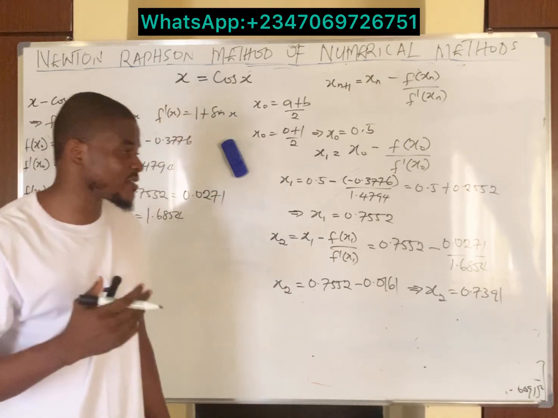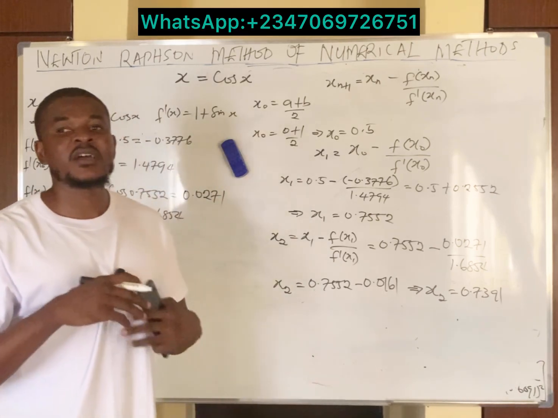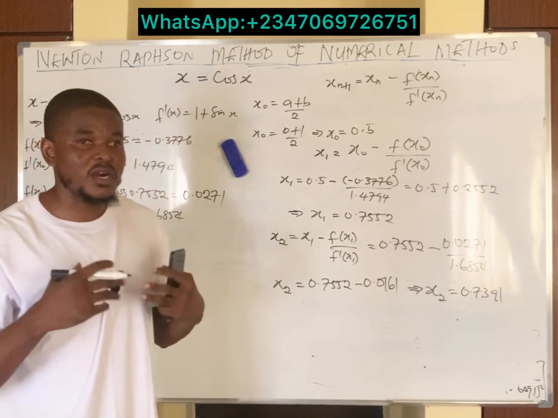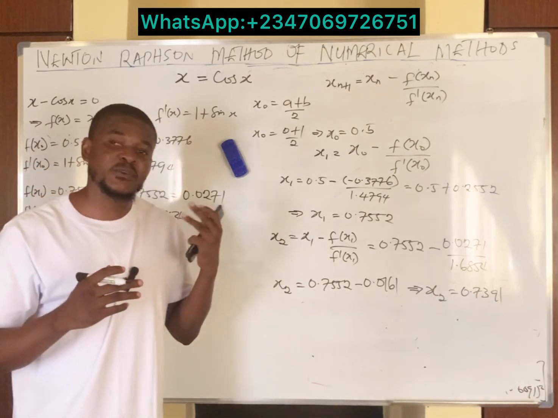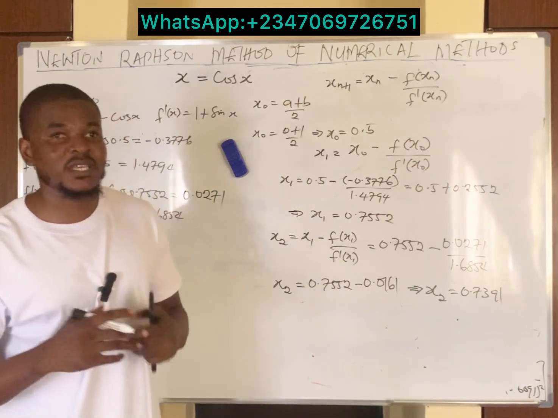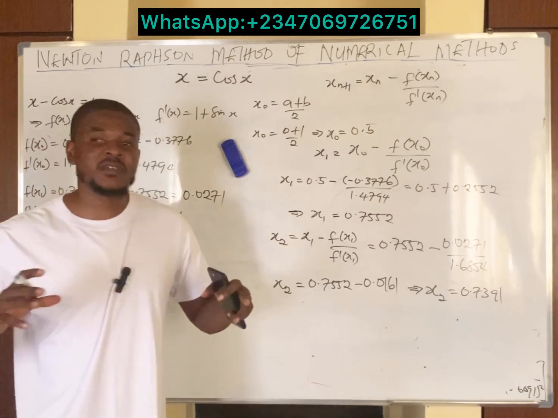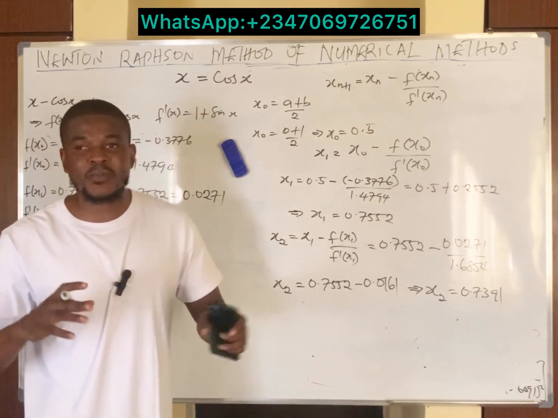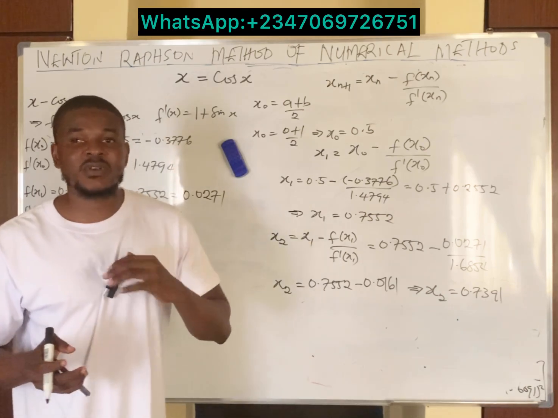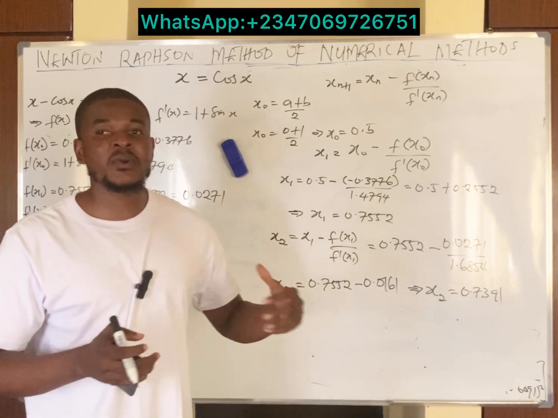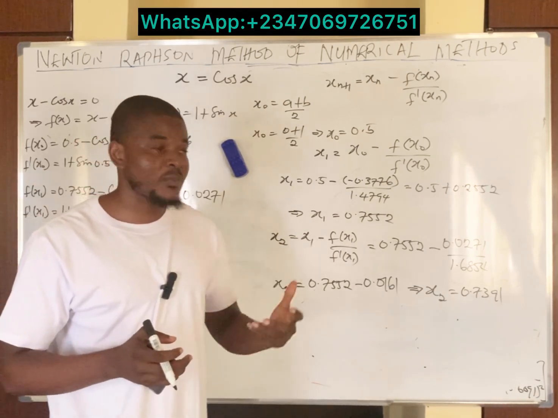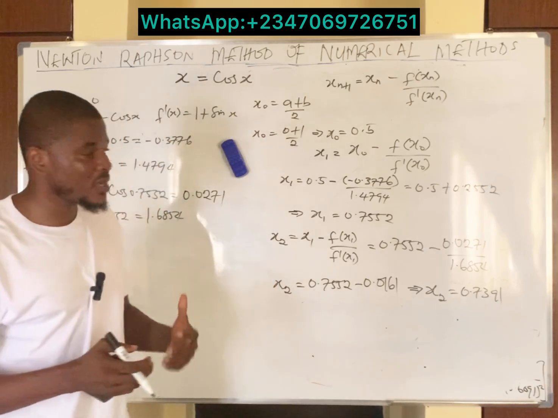And then you try to investigate if at least 2 converges, you can stop your iteration. But it depends on how many decimal places you are required to look for. If you're not given any specific decimal points, once at least 2 converges, you can stop your iteration. But in this video, I'm going to make sure the 4 of them converge. So we're going to keep on iterating until the root of the equation completely converges.